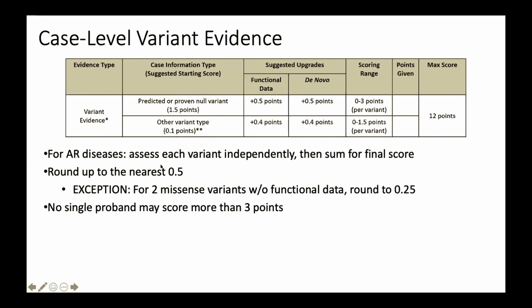And then for autosomal recessive diseases, you assess each variant independently, and the GCI will be able to do that now. Then you will sum the final score. We do suggest you round up to the nearest half point. There is one exception: for 2 missense variants without functional data, that would be 0.2 points, but it's rounded to 0.25 based on the scoring that we have currently in the GCI. And no single proband may score more than 3 points. So you can see how if you had a predicted or proven null variant with functional data, that is 2, with de novo, you're at 2.5 for autosomal dominant, but for a recessive, if you have 2 of these, you would now be at almost 5 points.